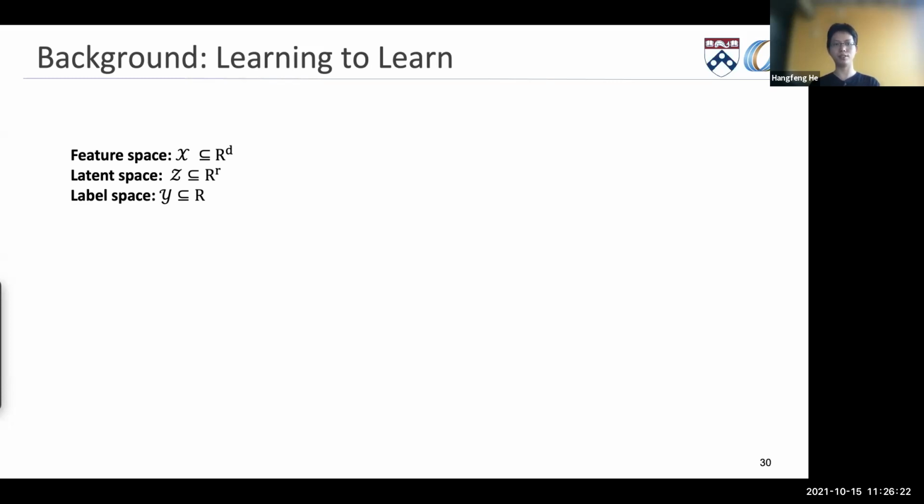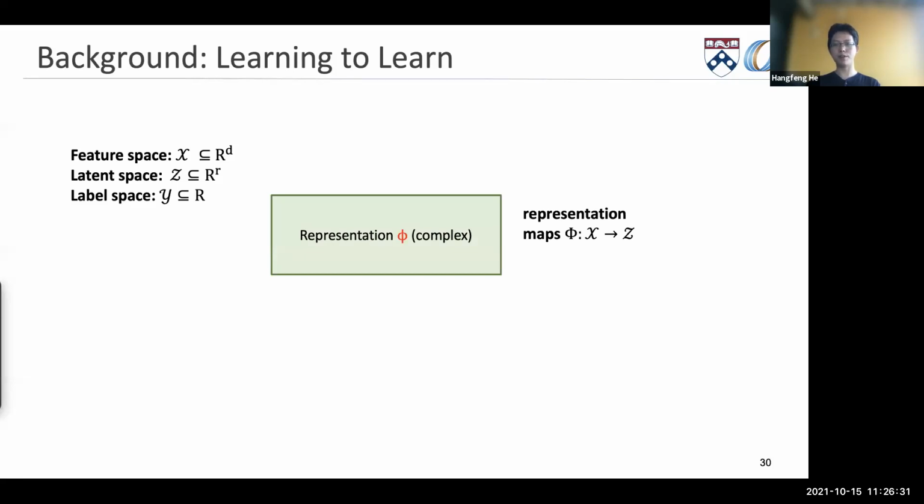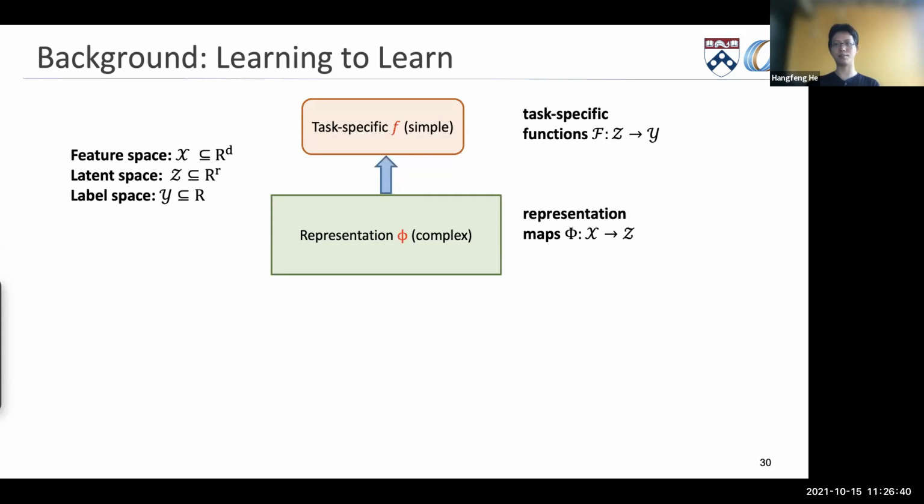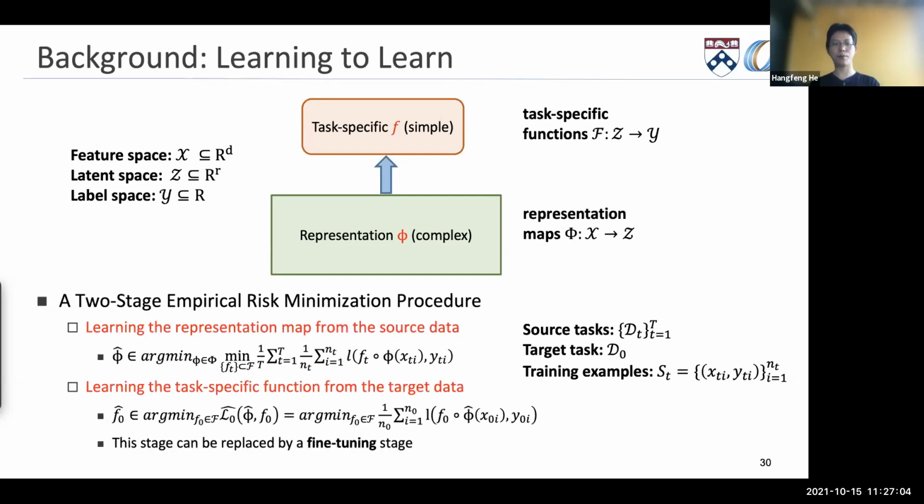There are three spaces in learning to learn. First, feature space X. Second, latent space Z. Third, label space Y. We have a complex representation model phi in a collection of representation maps, big Phi, mapping from input space to latent space. And we have a task-specific function f in a collection of task-specific functions, big F, mapping from latent space to label space. In learning to learn, we have T source tasks and one target task. As for training examples, there are a lot of training examples in source tasks and quite a few in the target task. Usually, we have a two-stage empirical risk minimization procedure. First, we learn the representation map from the large-scale source data. After that, we learn the task-specific function from the target data based on the representation learned from the source data. The second step can be replaced by a fine-tuning stage.